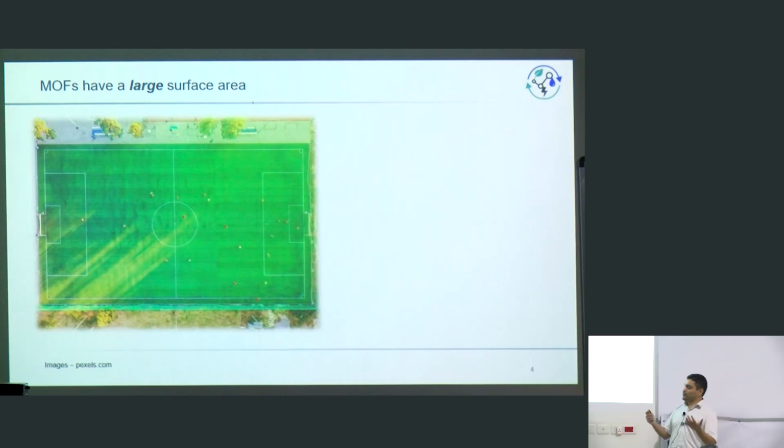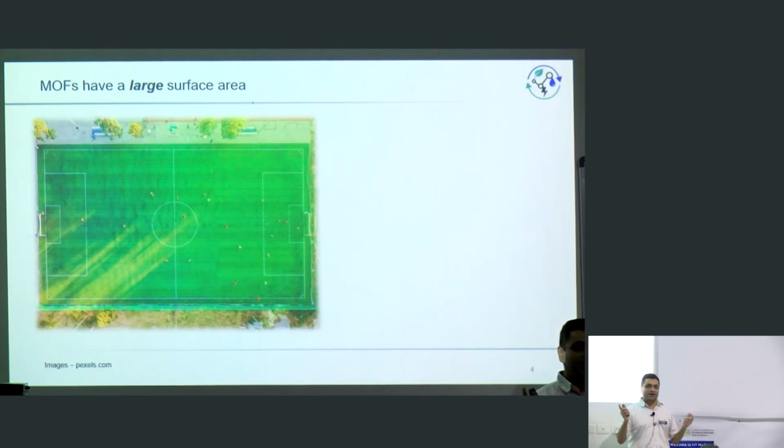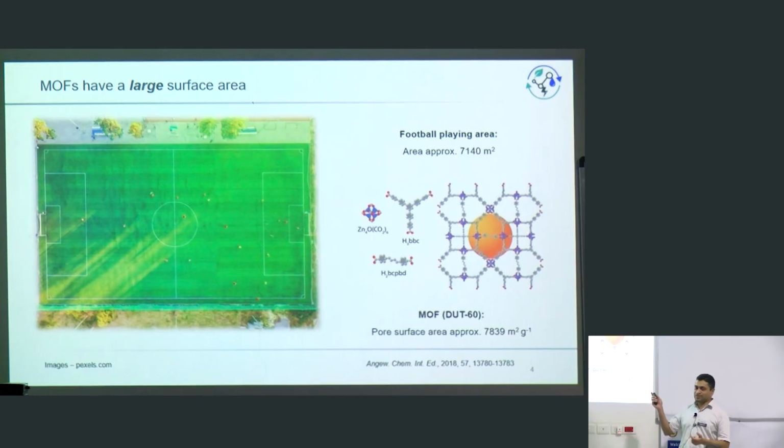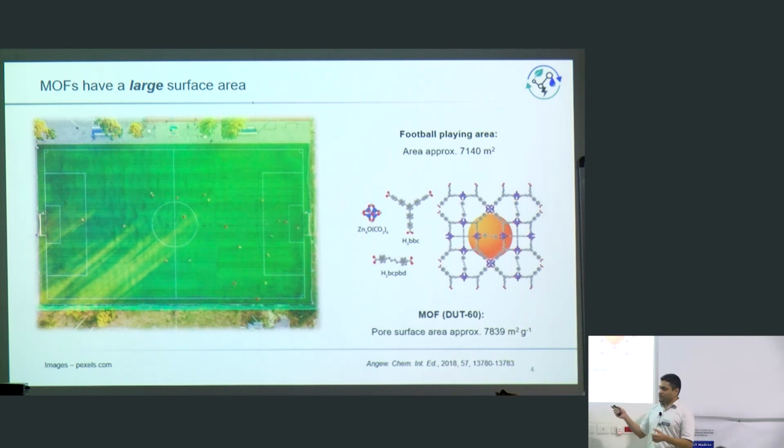No? Okay, so FIFA requires a football stadium to have a dimension of 70 meters by 100 meters to be professionally played. So roughly you end up getting 7,100 meters square. To encapsulate this idea of how porous morphs are, this particular morph, an example called DUT60, you don't have to worry about the nomenclature at the moment, has an internal pore surface area of 7,800 meters square per gram of material. So the surface area of this entire football field is now trapped in 1 gram of this particular morph material.